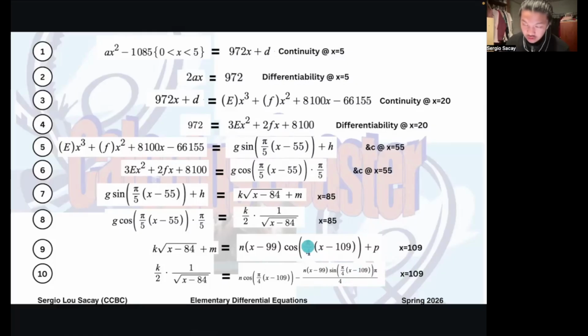So if you're taking the inner derivative, keep the constant, x minus 109 is 1, and then you multiply it by the derivative of the inside, and there we go. n cosine of pi over 4 quantity x minus 109 minus n times quantity x minus 99 sine of pi over 4 times quantity x minus 109, and then multiply by pi over 4. Okay, there we go.